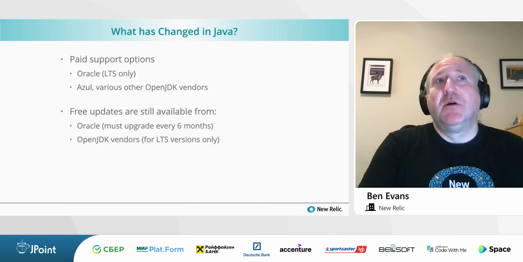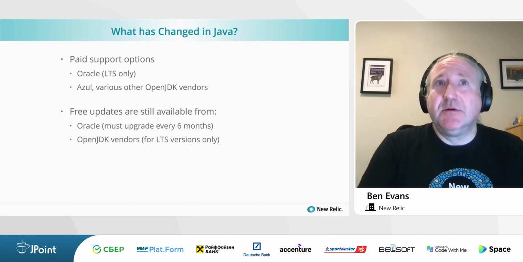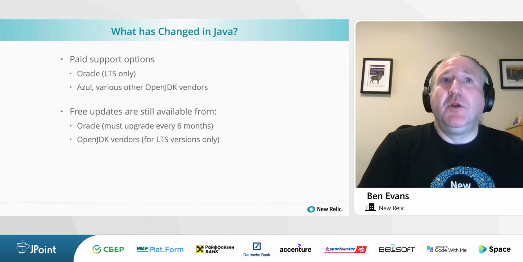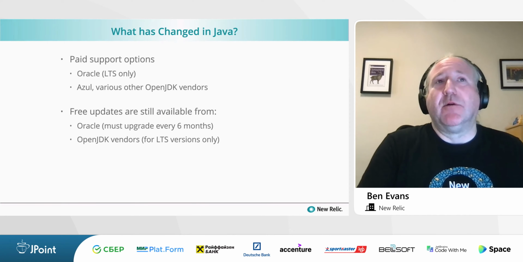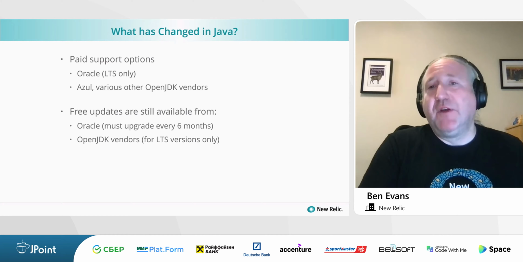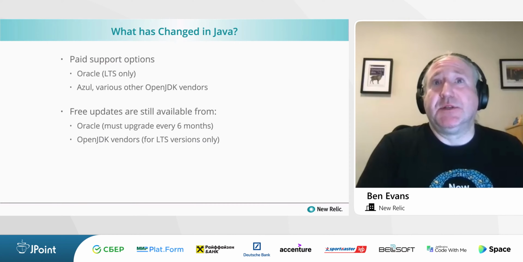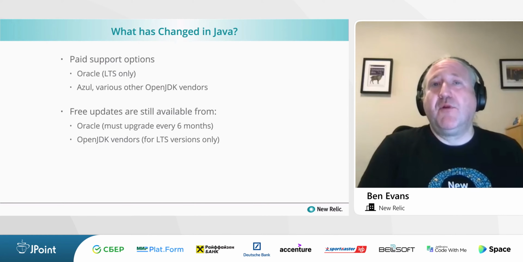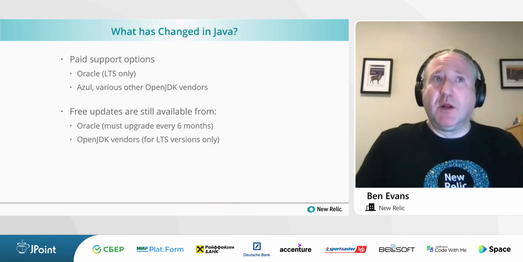Those are the paid support options. But I know the Java market, and not many people want to pay money for support. So the question is, what do you do if you want security and other updates, but you don't want to pay any money? Well, you have two choices. If you don't want to pay money, you can continue to use Oracle's binaries, but you must upgrade every 6 months. So you must upgrade from feature release to feature release, because the previous release stops being supported as soon as the new one comes out.